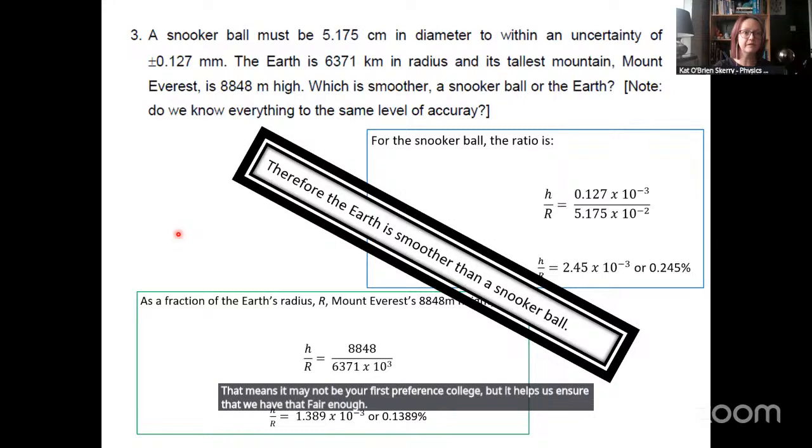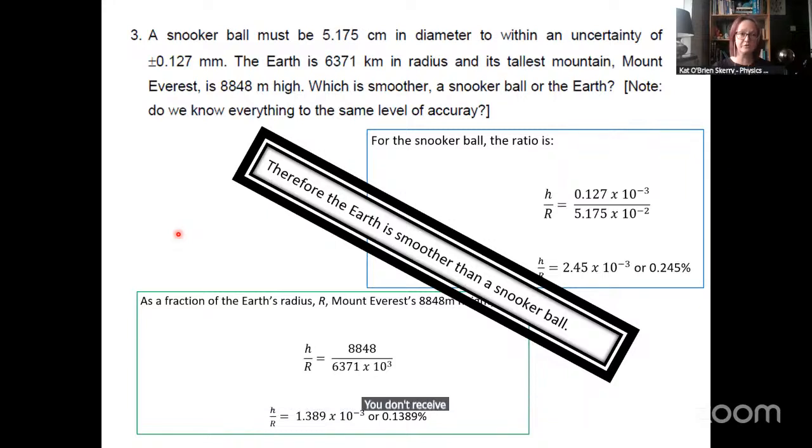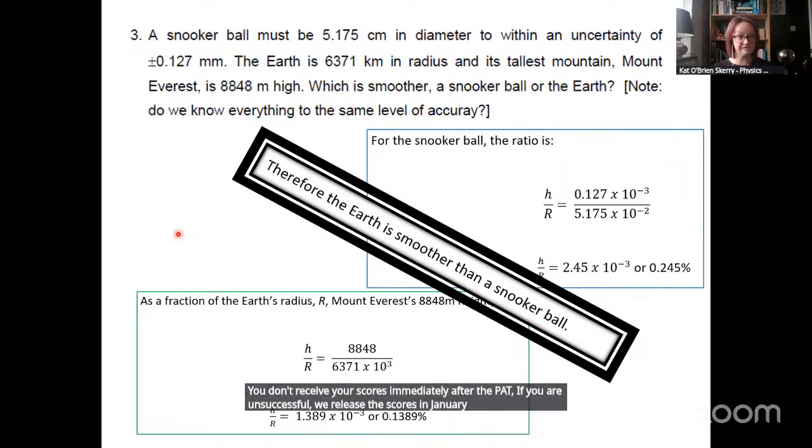You don't receive your scores immediately after the PAT. If you are unsuccessful, we release the scores in January. If you're successful, you have to ask us specifically.